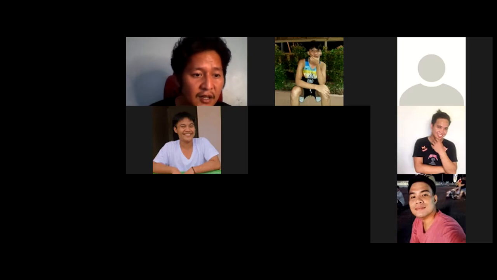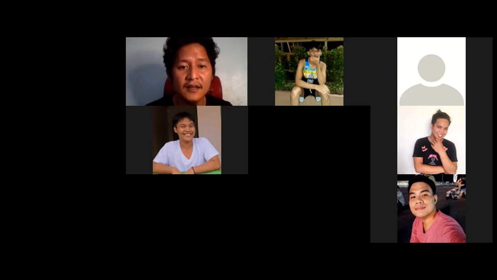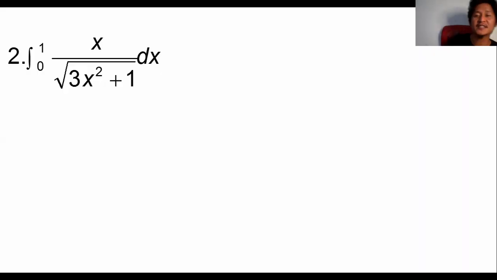So, paano naman kapag ginamitan natin ng substitution method naman? Okay, pag-aralan tayo ng isang example na may substitution method. Ito medyo hardcore ng konti yung substitution method na to, pero kayang-kaya nyo to. Okay, so what if we have this kind of integral?